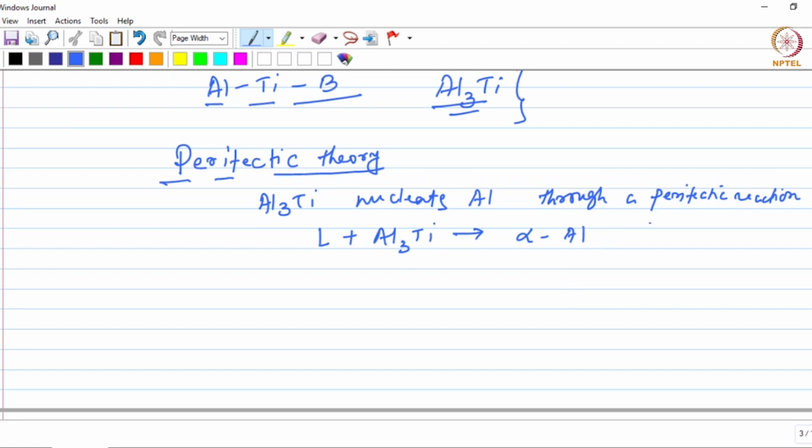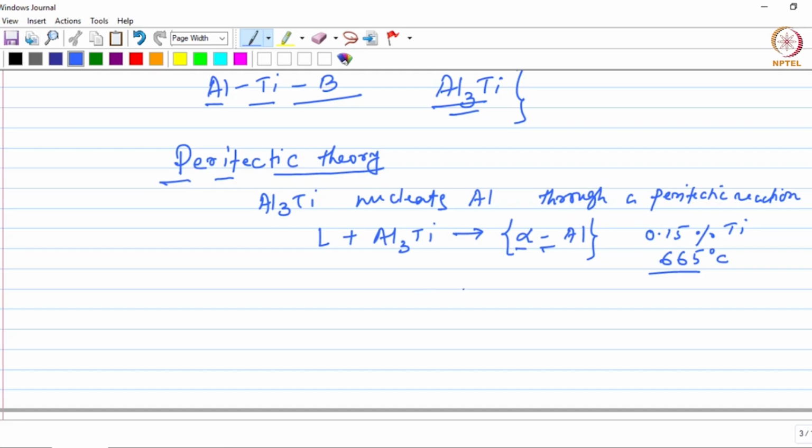This reaction occurs at 0.15% titanium, if you look at the phase diagram of aluminium-titanium, and 665 degrees Celsius temperature. So this alpha aluminium, which is formed through this peritectic reaction, now actually can act as the heterogeneous nucleating surface for the actual aluminium to form when you cool it below the liquidus temperature, right?